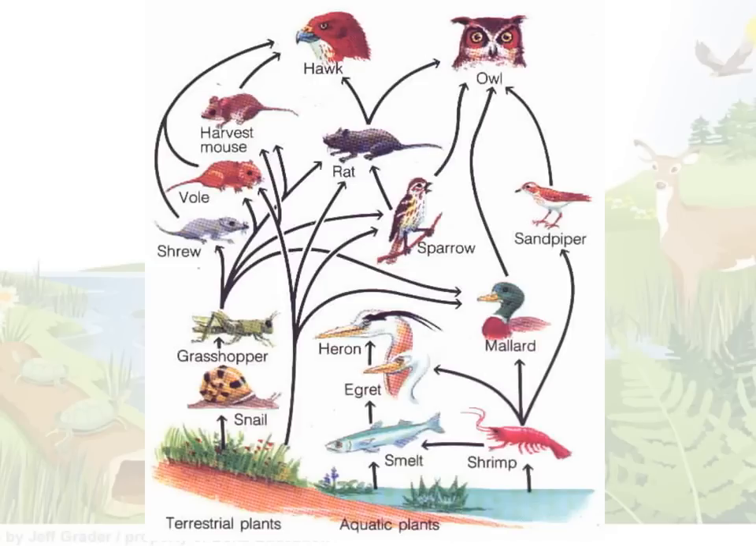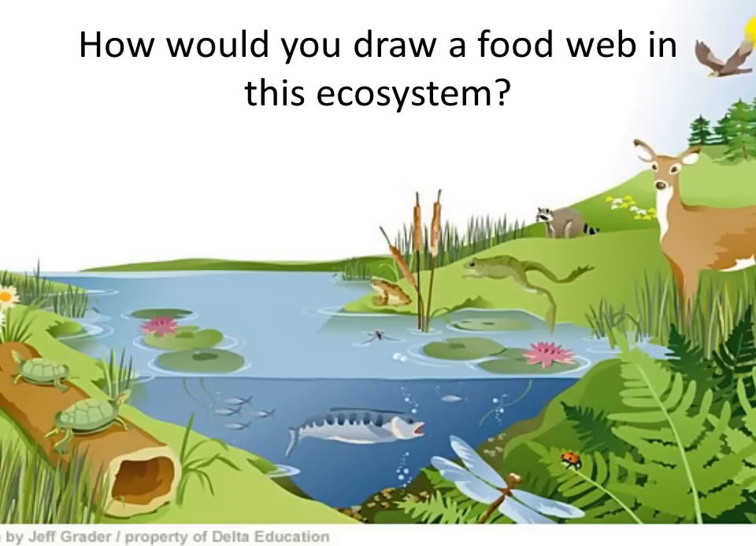But you should be able to kind of decode a food web by looking at the arrows, and you should also be able to draw a food web if you were given information about what different organisms eat. So think about, how would you draw a food web in this ecosystem? You might not know exactly what's going to eat what, but I bet you have a good idea. What would eat the plants, then what would eat those things that eat the plants, and then what would eat those things, and so on. So see if you can draw out a food web for this ecosystem.